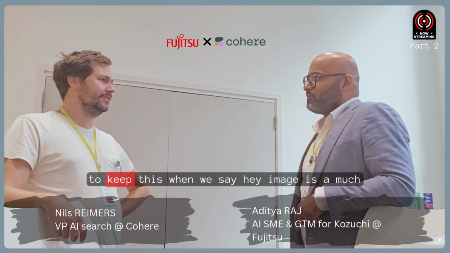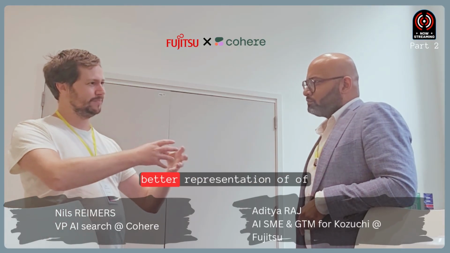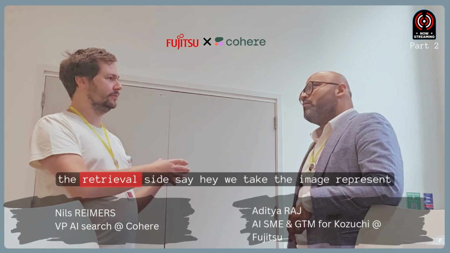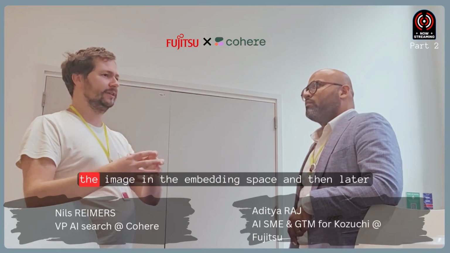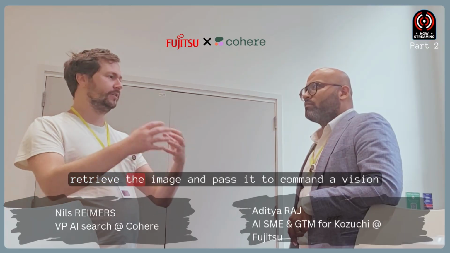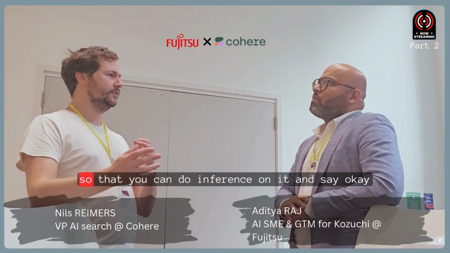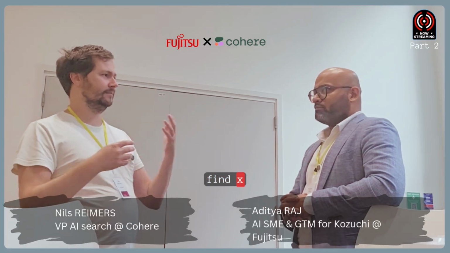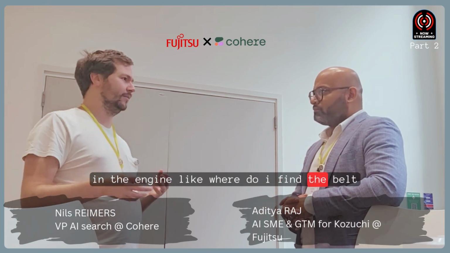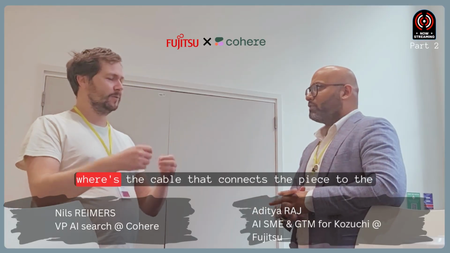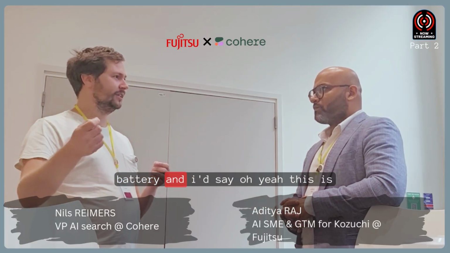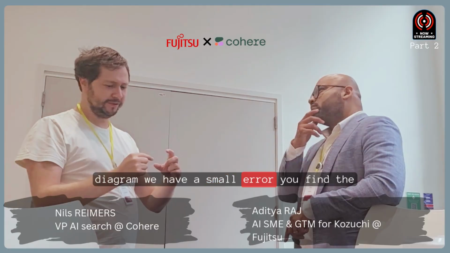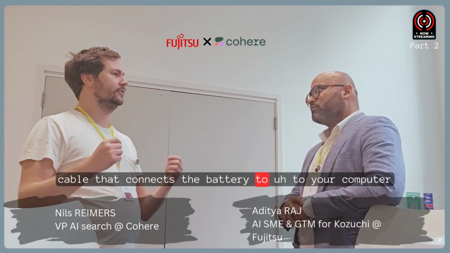And the goal is really to keep this. When we say, hey, an image is a much better representation of that information, we should keep the image on the retrieval side. We take the image, represent the image in the embedding space, and then later retrieve the image and pass it to Command A Vision so that you can do inference on it and say, okay, this is my engine block of my car. Where do I find X in the engine? Where do I find the belt? Where do I find it and how do I fix it? Where's the cable that connects the piece to the battery? And it says, oh yeah, that's the picture. Here you have a diagram. Here we have a small arrow. Here you find the cable that connects the battery to your computer.